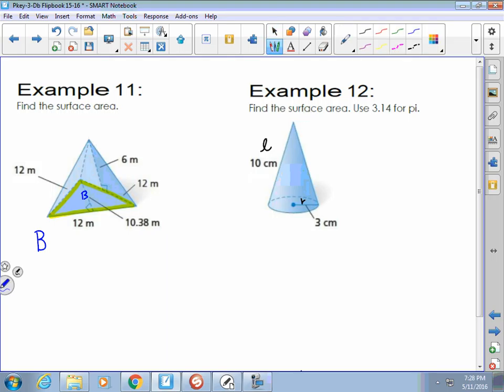Because our base is a triangle, I have to do the formula for the area of a triangle, which is base times height divided by 2. Well, the base of my triangle and the height of my triangle have to be perpendicular. So basically, I'm hoping you see that the base of the triangle is the 12. The height of the triangle is the 10.38. So we're going to do 12 times 10.38 divided by 2. And we get that the base is 62.28.